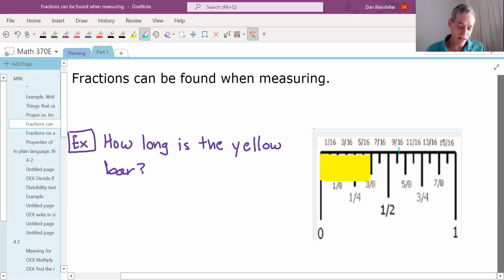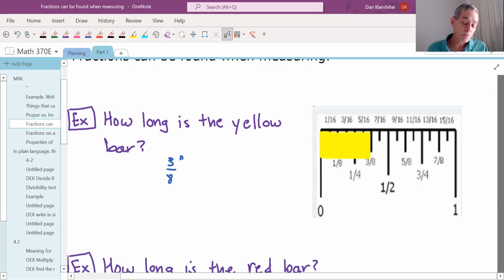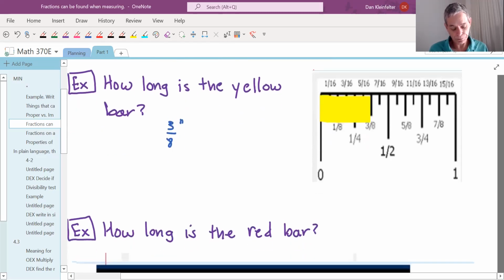So let's see if we can use this to answer this question. We're supposed to know how long is the yellow bar for this. Okay, so it looks like it starts at 0, as it should, and then it ends at, well, let's see, the 3/8 mark. So it's 3/8 of an inch long. Okay, and that's the end of that. If you're unfamiliar with how rulers work, you should spend some time practicing working with them and getting used to reading off what the markings are.